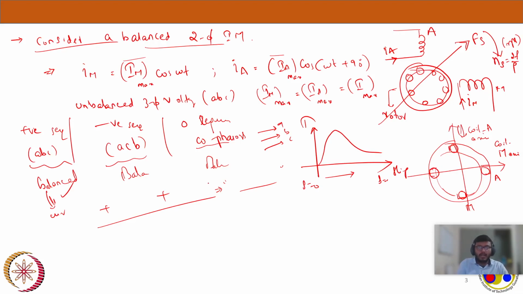Similarly, for a two-phase system we will have only two sequence components, that is positive sequence and negative sequence. There will be no zero sequence. Now we will apply this idea to a motor with two windings, the main winding and the auxiliary winding, and see how we can go about the analysis.